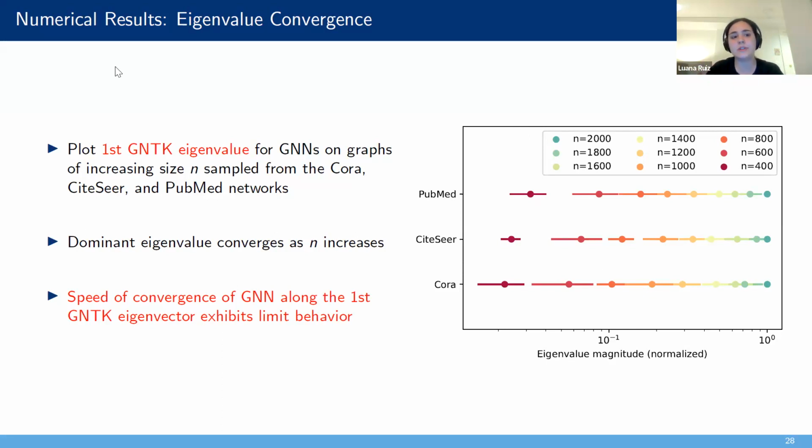So we haven't looked at convergence of eigenvectors, right? But this should imply that the eigendirections of the GNTK are converging as we increase the graph size. That's corroborating that we could look at GNTKs fitted on smaller graphs to infer the learning dynamics of graph neural networks on larger graphs.